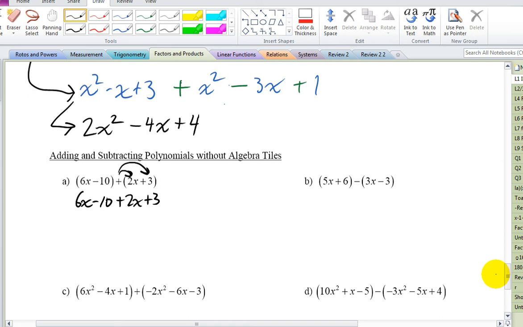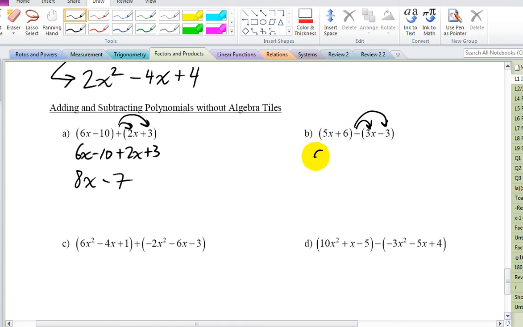What's your final answer? Tinder? 8x minus 7. Good. Now, how many of you like to do as little work as possible? Put up your hands. Yep, there should be 30 of them. Okay. So I like to do this to draw the arrows to help me remember I'm subtracting each piece. That's really, really important, especially for what's coming up with multiplication.